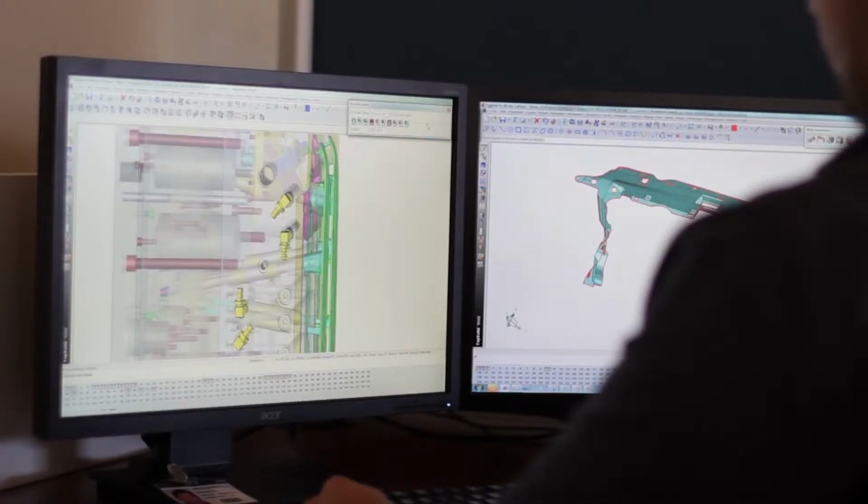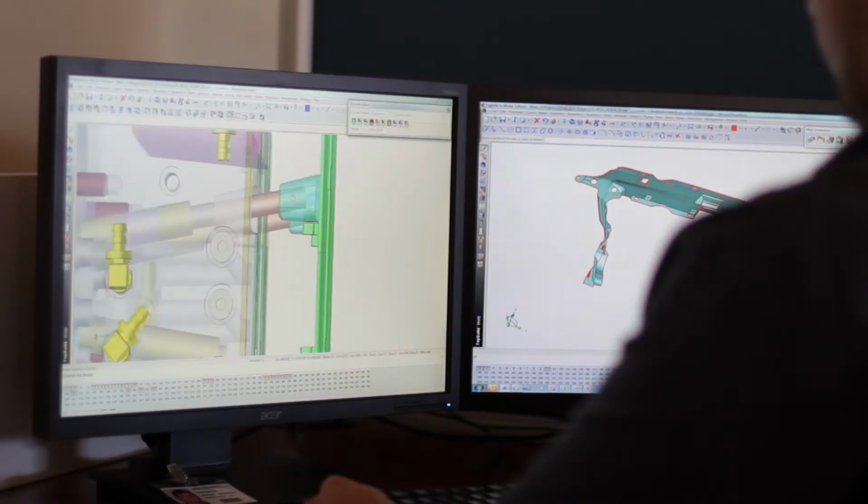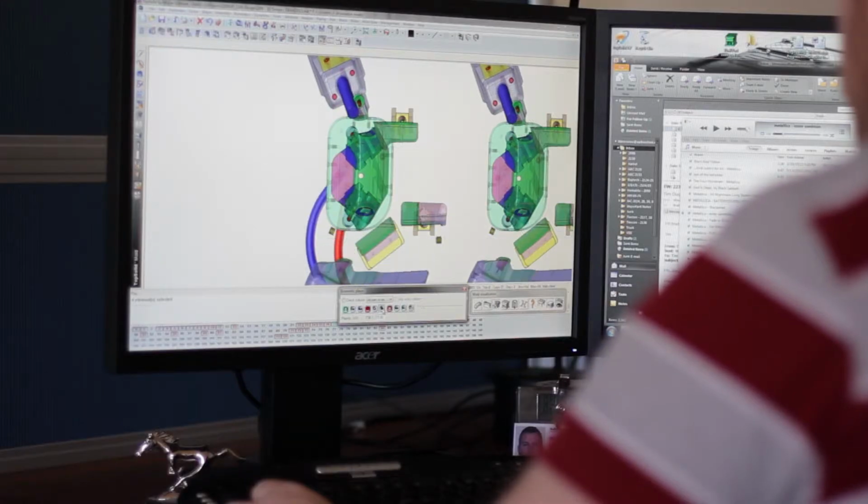The benefit in simulation is both for us and our customer, because we're able to be confident that what we're designing is going to work, as well as show our customer the full functionality and see the mechanism work prior to cutting it in steel.